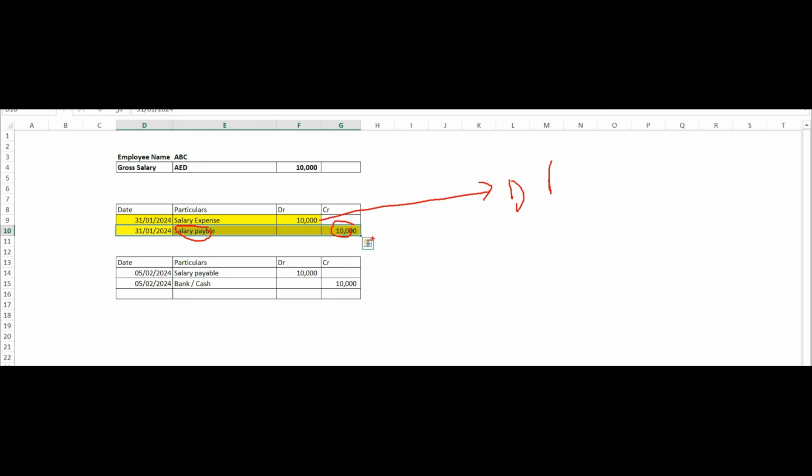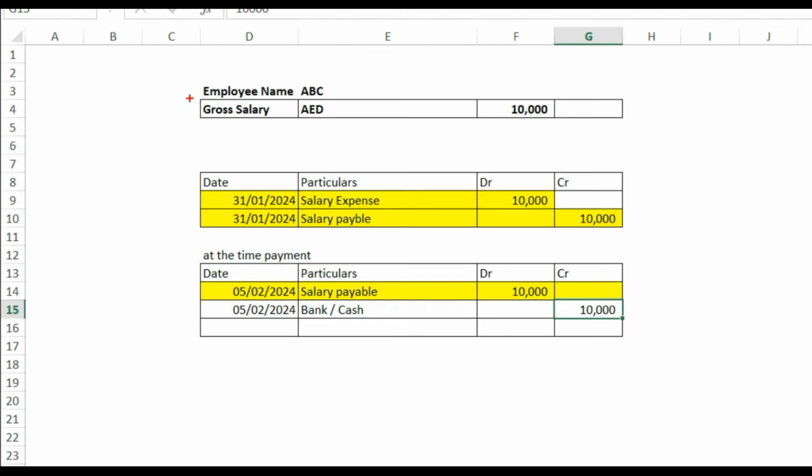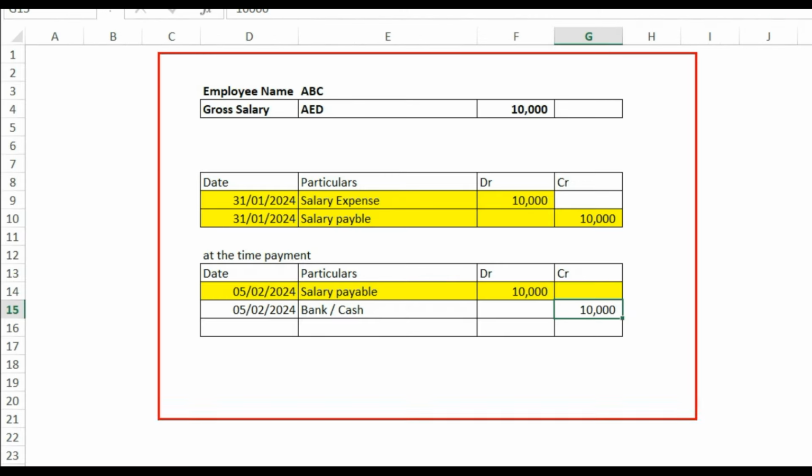liability is credit. And when you will actually pay the salary, at the time of payment of salary, salary payable will be debit. Now you have finished your liability, so liability is being decreased, so decrease in liability is debit, and you are paying by cash or bank, so decrease in asset is credited. So this is how you will record the salaries.